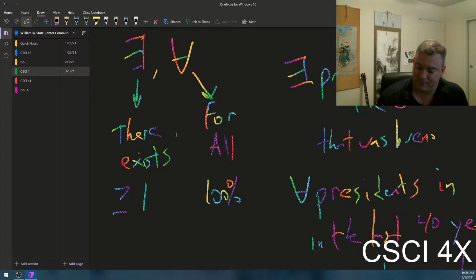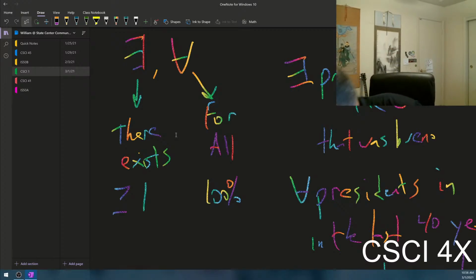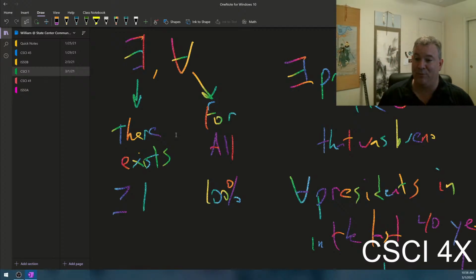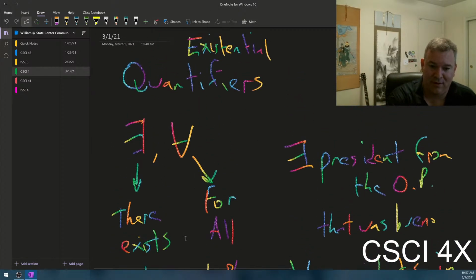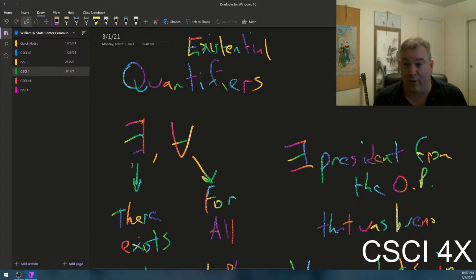Cool. But to prove it false, proving there are no pins anywhere on the floor of my house, I would have to search through my entire house. I'd have to look behind the bookshelves and look underneath the couch. You know what I mean? It's really easy to prove a for all to be false, and it's very easy to prove that there exists to be true. But the opposite actually requires a lot of work.